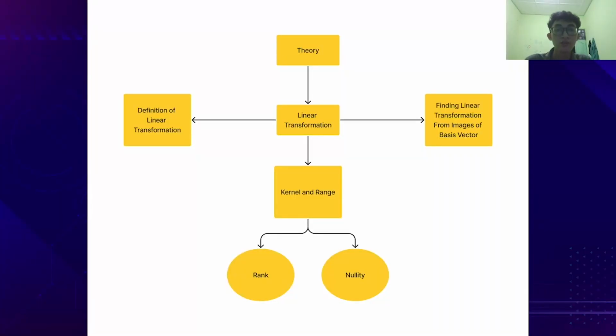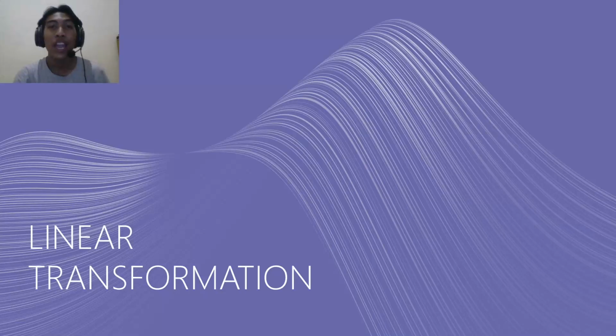Now I will explain the schema of our material. First is theory, and then we have linear transformation. After that, we will learn about the definition of linear transformation. Then we'll find linear transformation from the image of basis vectors. Then we'll learn kernel and range. After that we will cover the rank, and last the nullity. The definition of linear transformation and finding linear transformation from the image of basis vectors will be explained by my friend Kanha. Okay, thank you very much, Tegar.